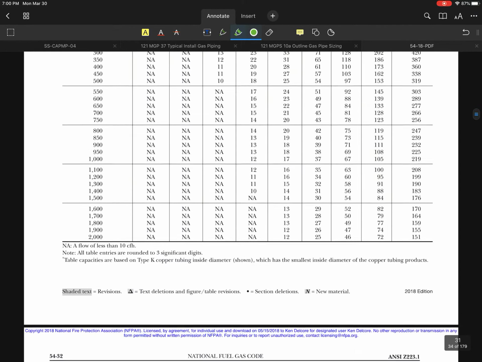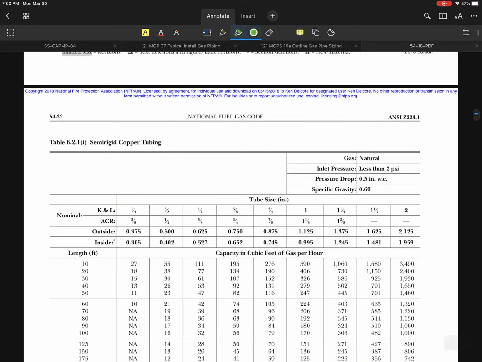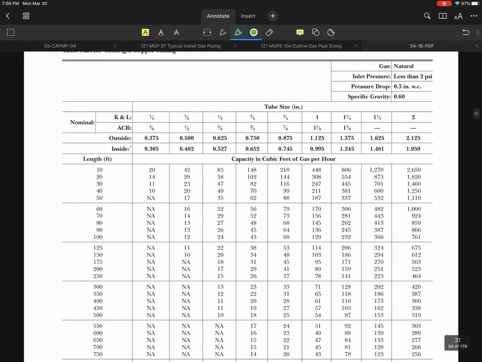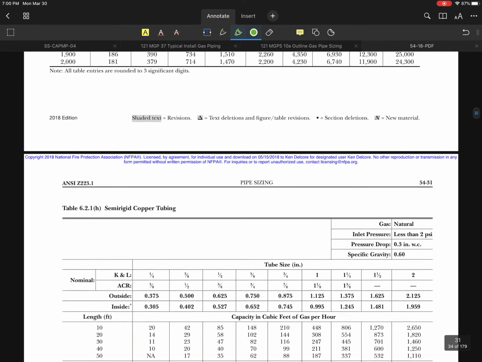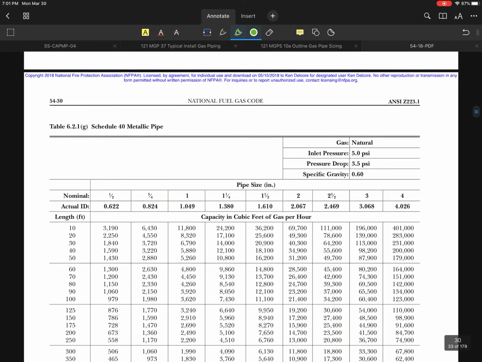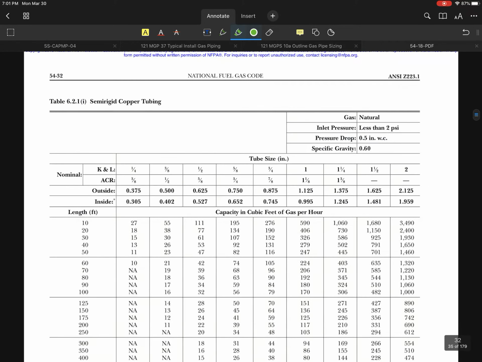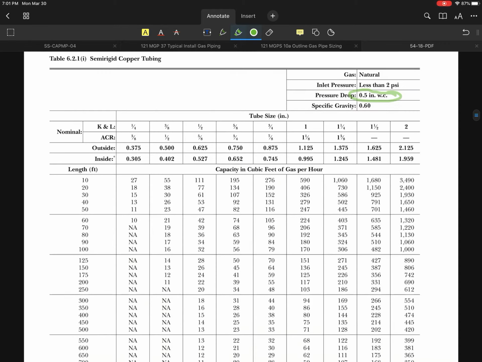If we go further on some of these, you'll start to notice we're getting into semi-rigid copper tubing. If a person is going to use copper tubing for their gas lines, those are the tables they're likely going to use. You'll notice that this is a low pressure system, less than 2 psi, and it's a 0.3 drop. That's not a super common one to use. The next one is the half psi one, which would be more common, more typical. You'll also notice that it's K and L or ACR.